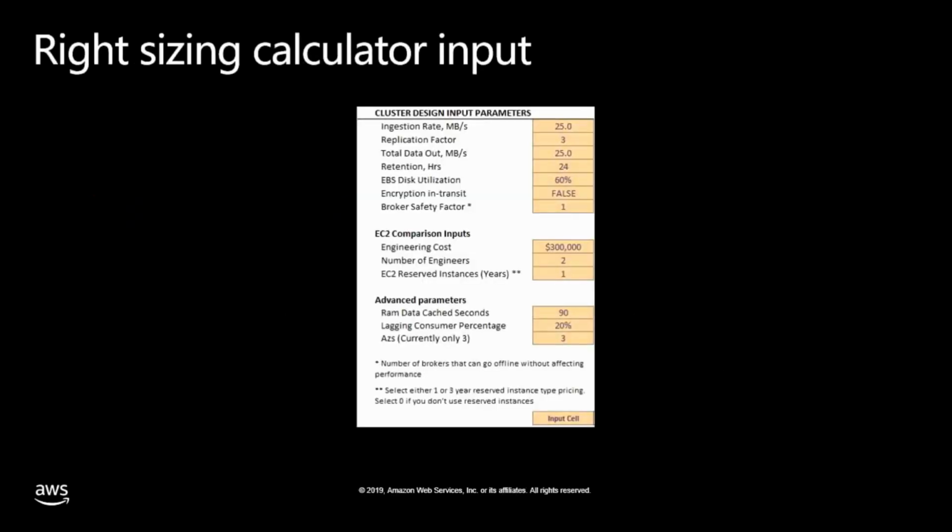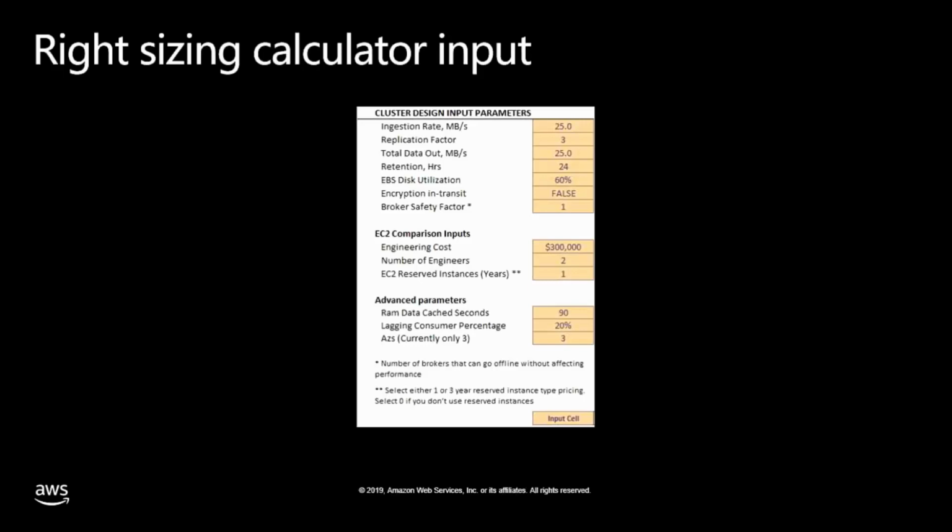The calculator is simple and easy to use, and it only requires a few of your inputs. You provide what your expected ingest rate is, replication factor, how much egress is leaving the cluster, your retention time, and the average EBS utilization that you would expect to use over any given period of time. There are also a couple of advanced settings like encryption, which will impact performance if you enable it, and will also result in the need for additional cluster capacity.